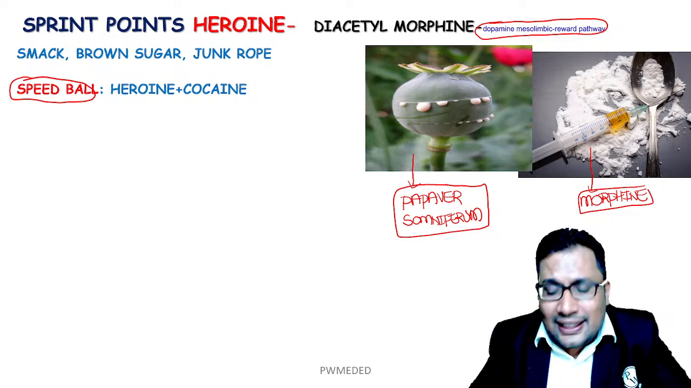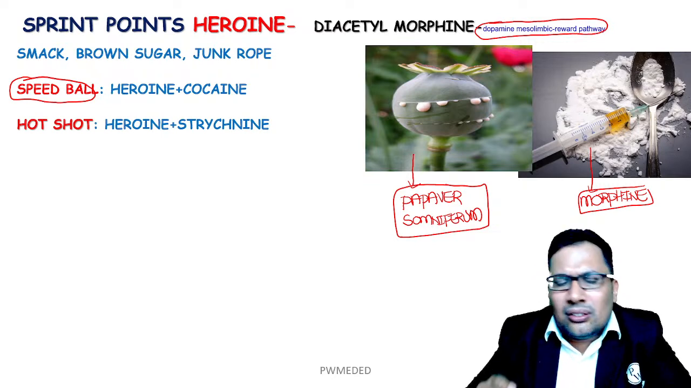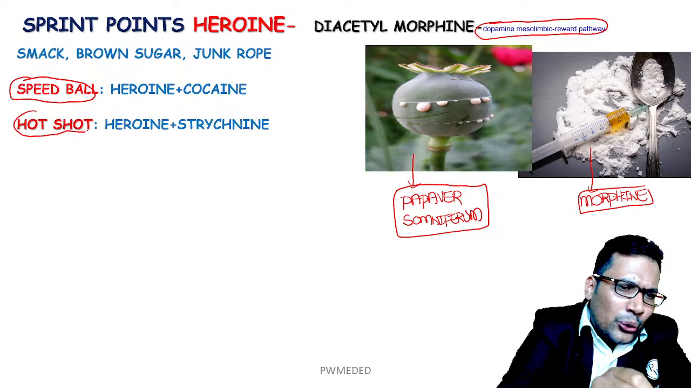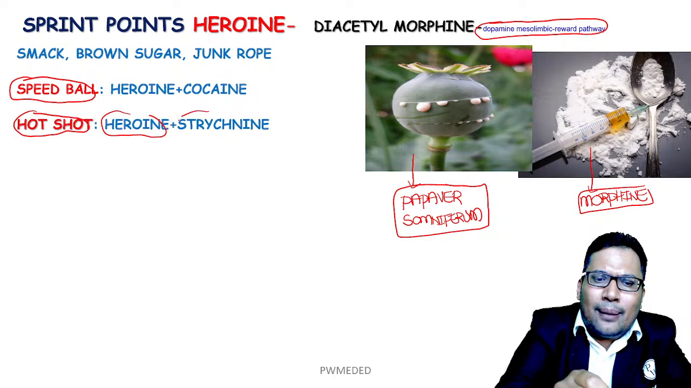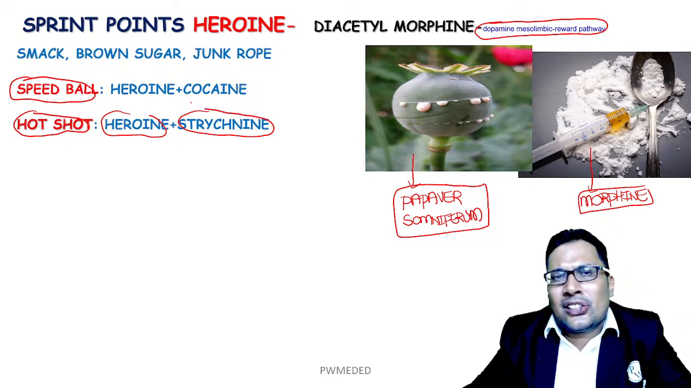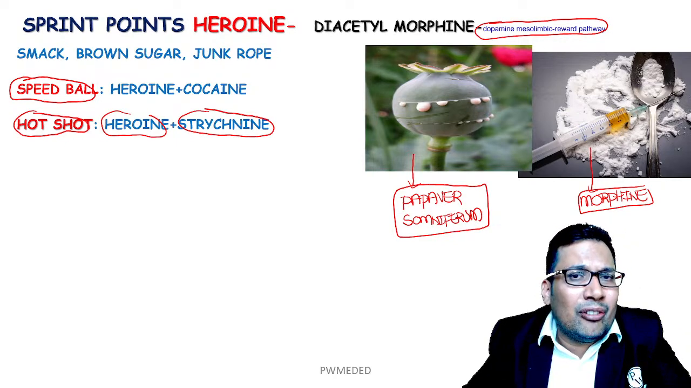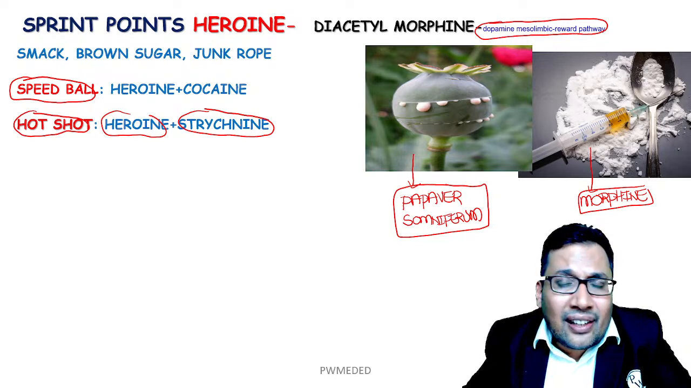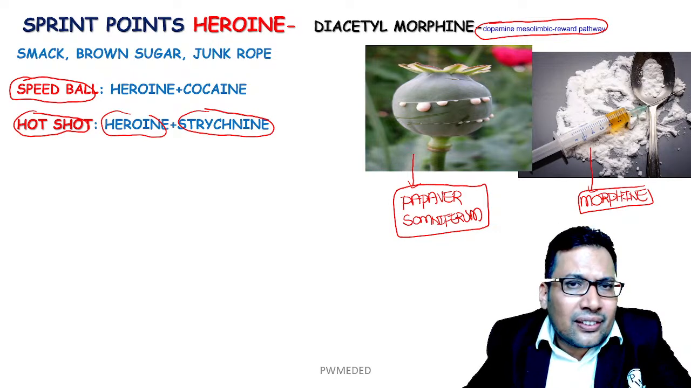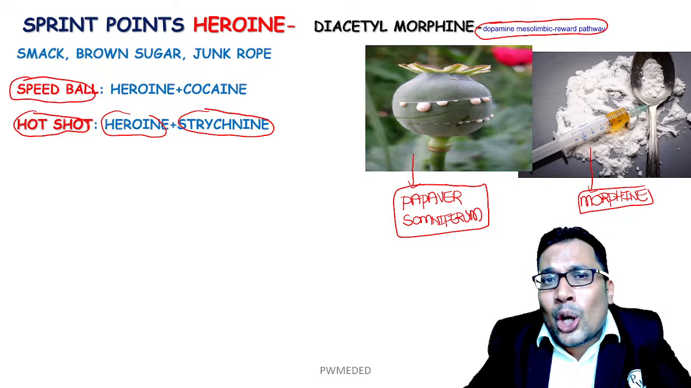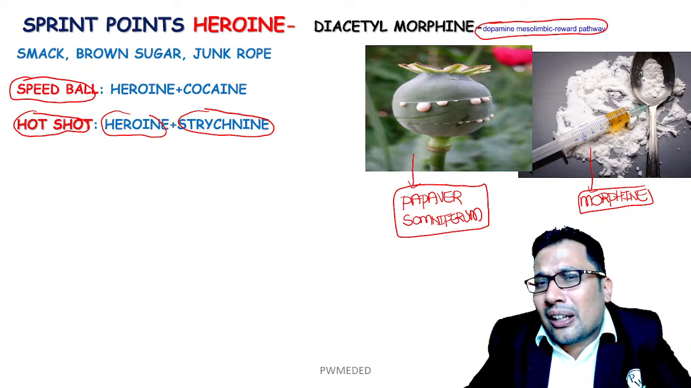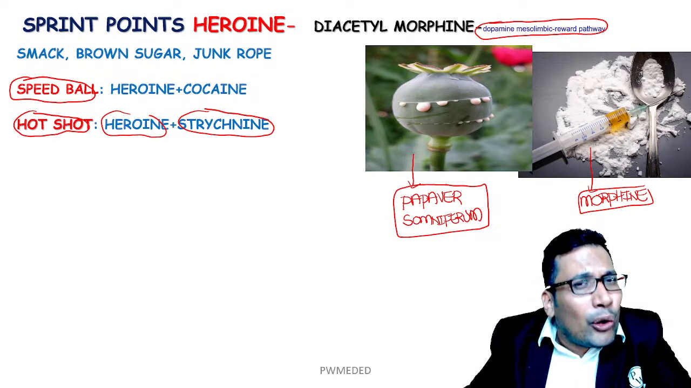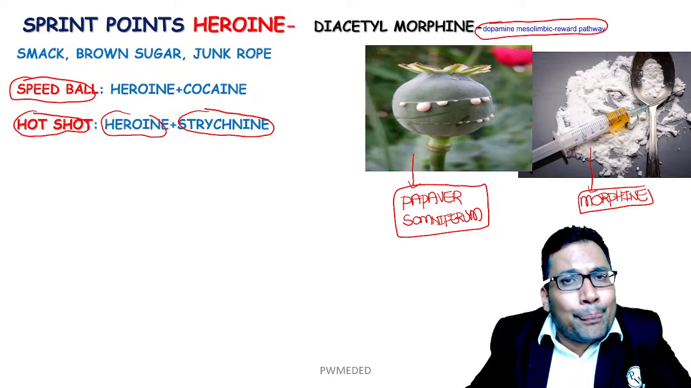Then one more question asked in the exam. Hot shot. What is hot shot? The hot shot means heroin plus strychnine. Sometimes what happens, heroin is mixed with strychnine as an adulterant, which causes sudden death. So that is actually due to hot shot. Strychnine is a spinal poison which acts on the spinal cord and causes muscle spasm, and heroin is an opioid. It causes respiratory depression, miosis, and also euphoria.